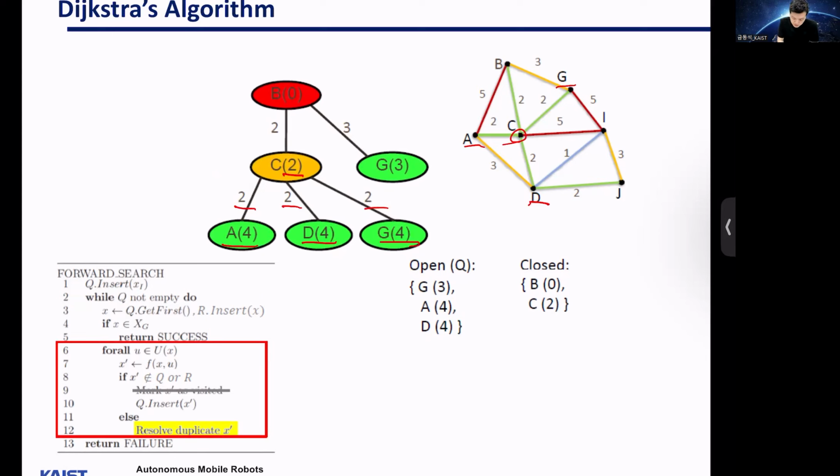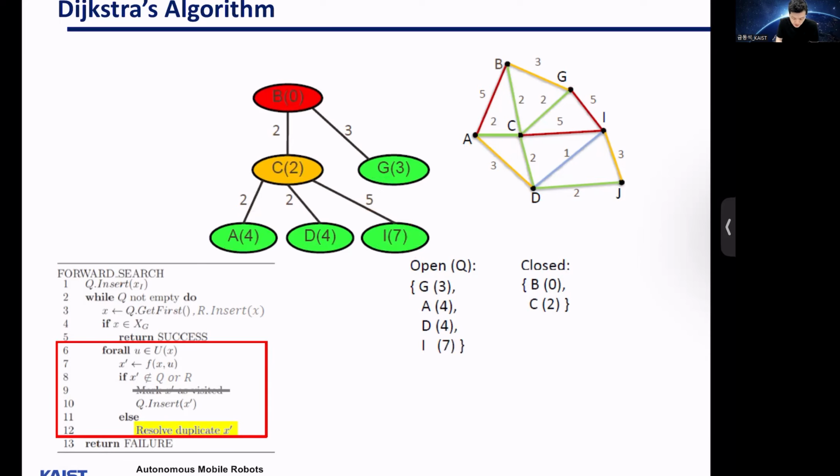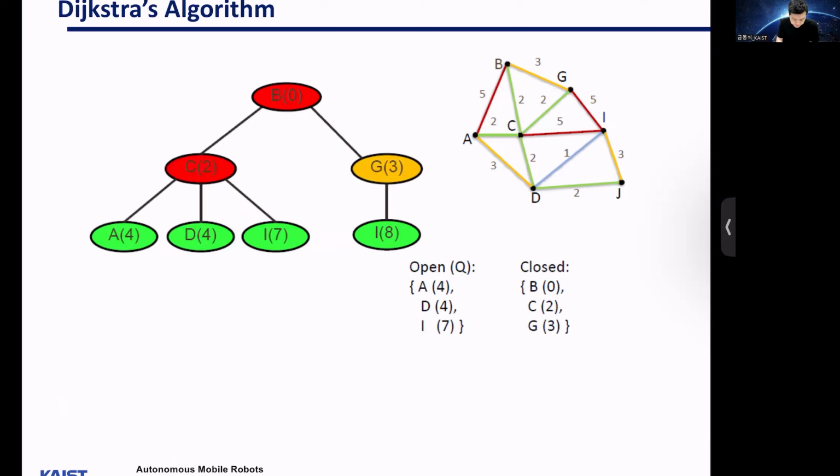Oh, and then we note that we had this G3 here, but here is G4. So we don't need to keep this one, okay? So we're going to keep this one. So we now have I starting from C. So we have these three options, I4, D4, I7, and G3 is still alive, okay?